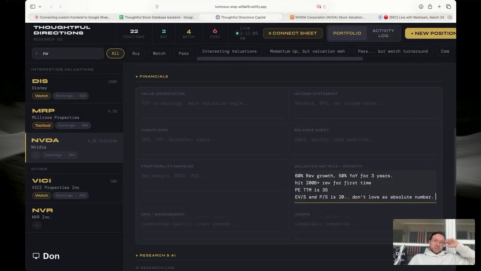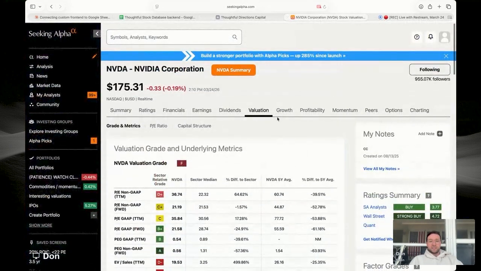I don't love the 20 as an absolute number, but logically, the reason that's 20 is because they are growing sales so much. So let's say they grow it again next year. Now that's a 14, which is still too high. But the reason that is 14, but the PE is not off the charts is because they have really great margins. So the price of sales is not as telltale in this scenario.